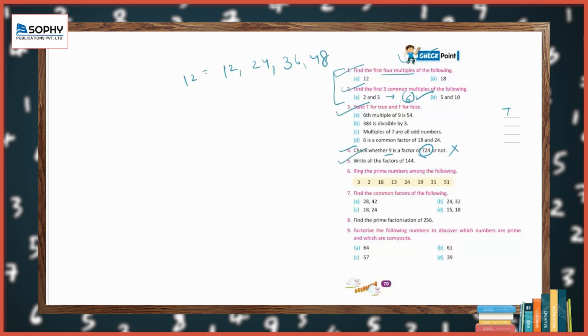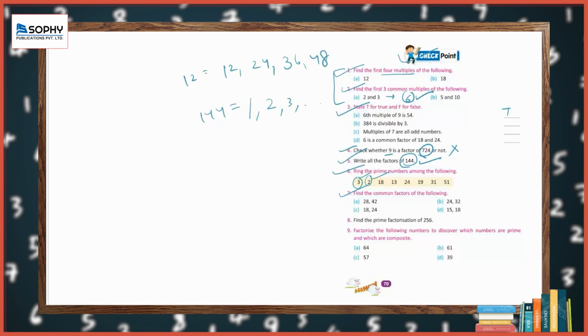Now in the next one, we have to find all the factors of 144, students. Here what you will do, students, is check 1, then divisible by 2, after that, very good, students, then 3 and so on. In the next one, ring the prime numbers among the following. So 3 is a prime number, students, 2 is a prime number. In the next one, you have to find the common factors of the following numbers.